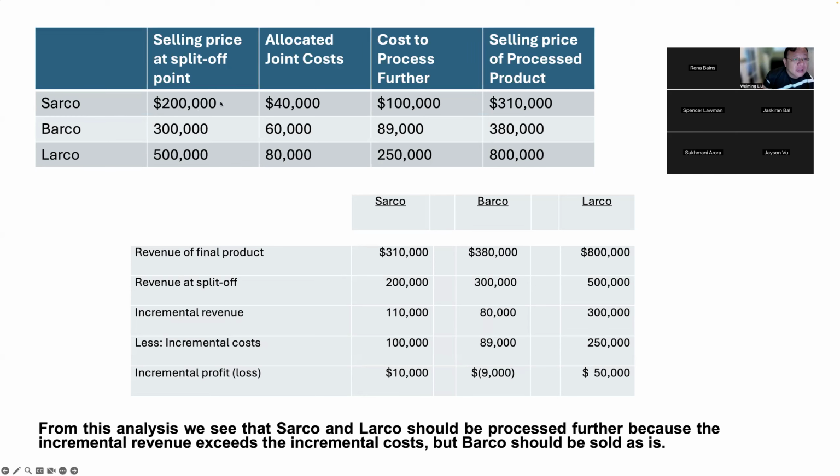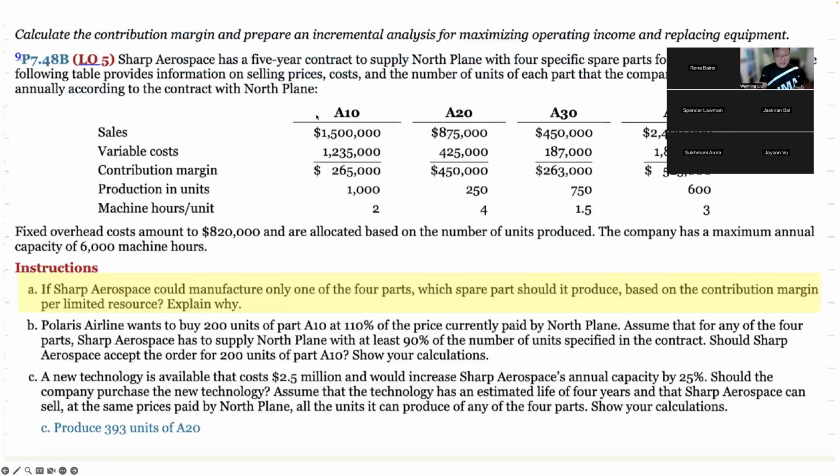Thank you. Yeah. So the answer is correct. These are the sunk costs, right? This cost happened before the split off point.